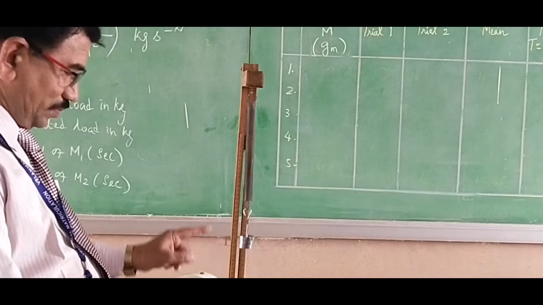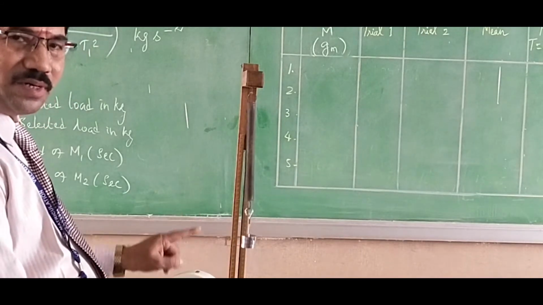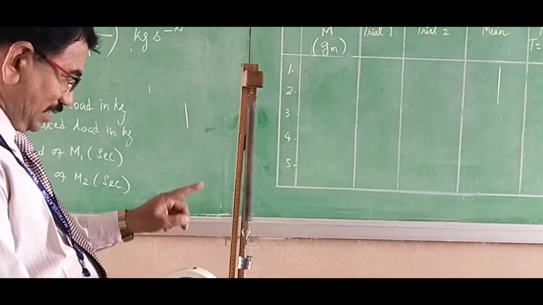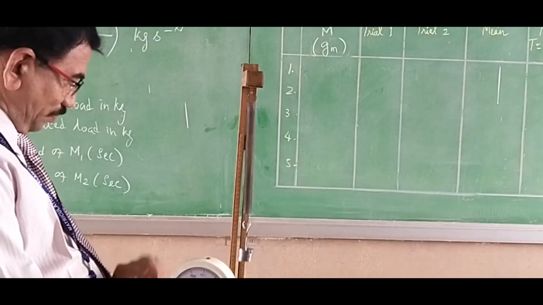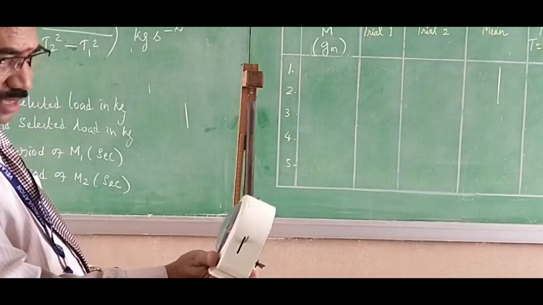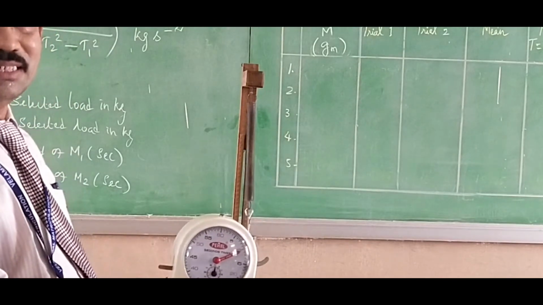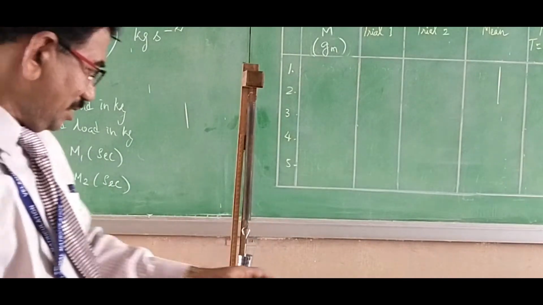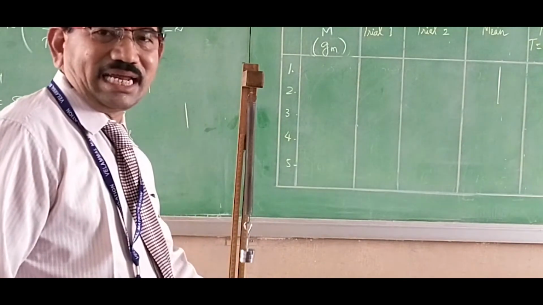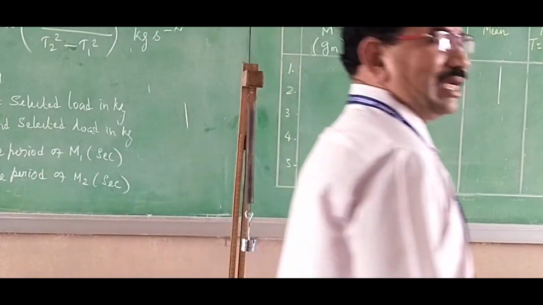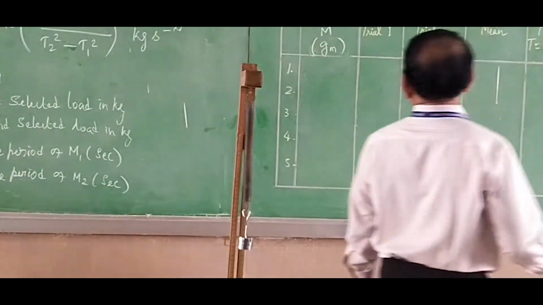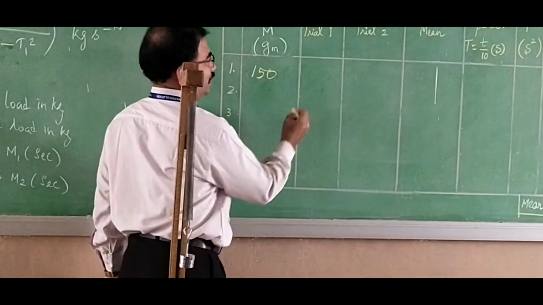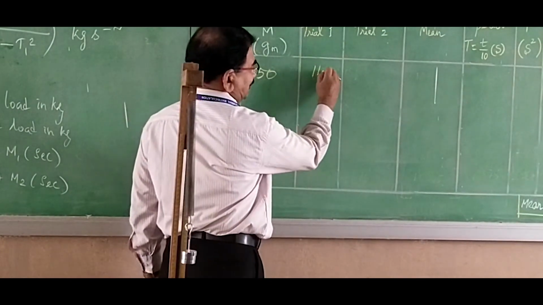1, 2, 3, 4, 5, 6, 7, 8, 9, and 10. So now I got the time as 14 seconds. For the first trial, I got 14 seconds, and I am going to enter it in the table column. So I loaded 150 grams, and for the first trial I got 14 seconds.